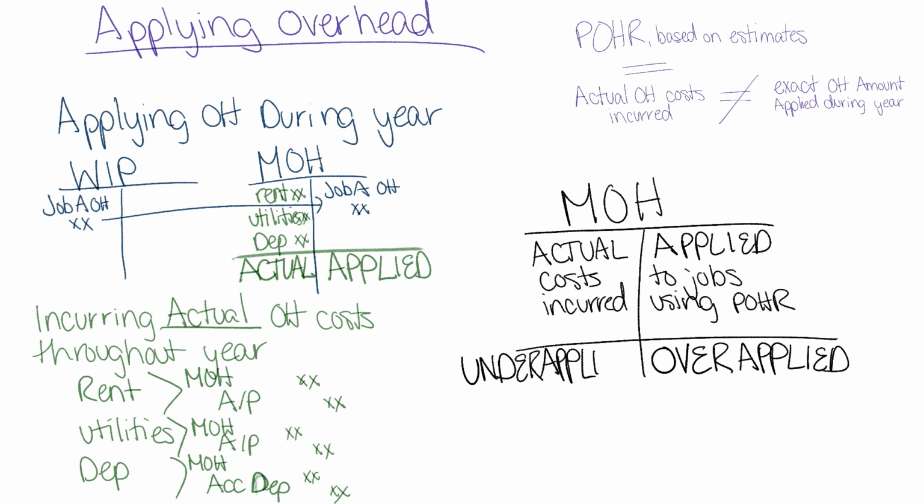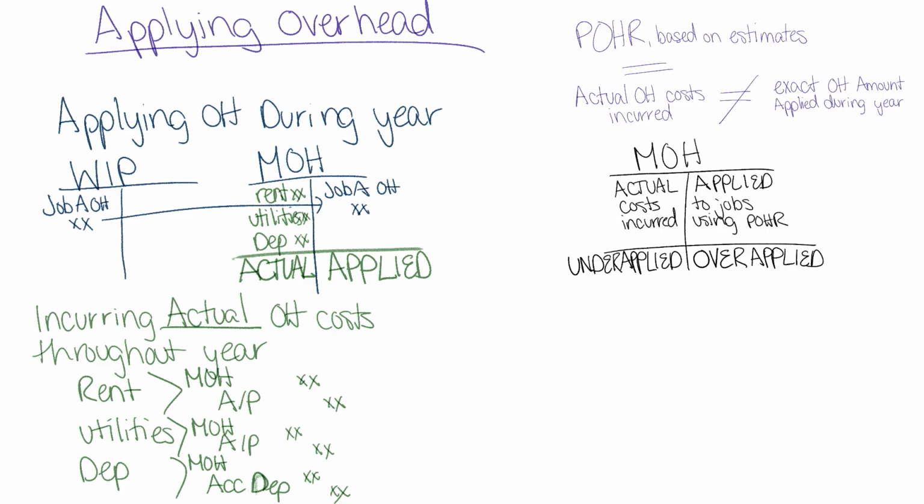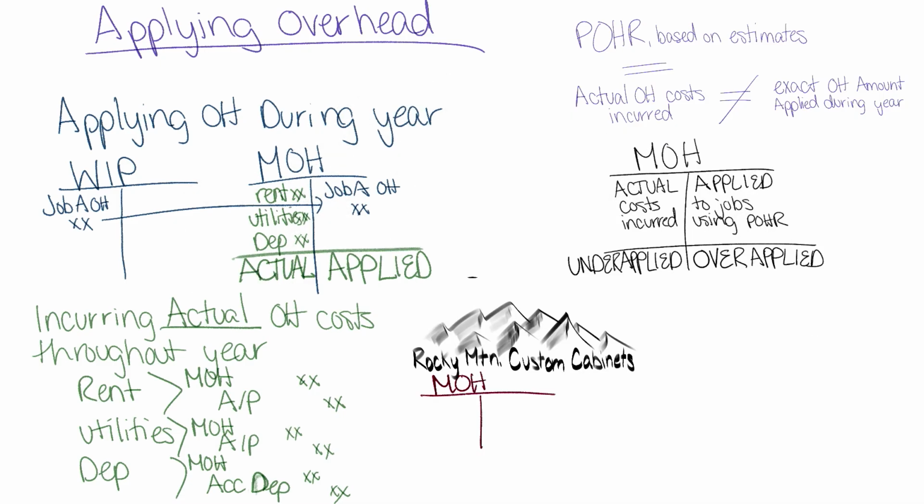If less overhead was applied than actually incurred, the manufacturing overhead account will have a debit balance, meaning overhead is underapplied. We didn't assign enough cost to jobs. For Rocky Mountain, if they applied $182,000 based on the rate, but incurred actual overhead of $195,000, the manufacturing overhead account has a debit balance of $13,000, underapplied overhead of $13,000.